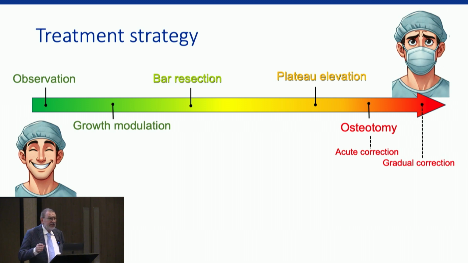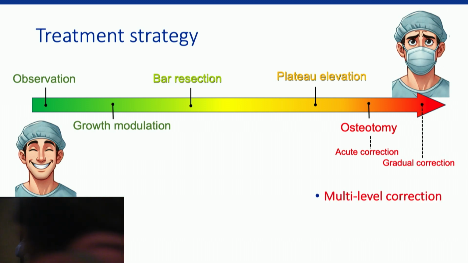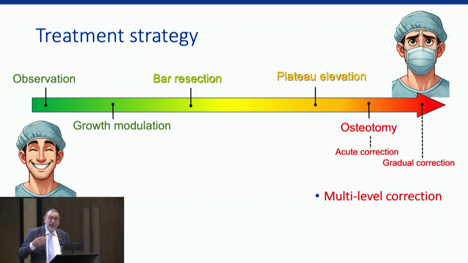I'm not talking about bracing. I don't think bracing is really efficient. It's maybe just a temporary solution to relieve some pain, but I don't believe it. Of course, there is growth modulation, and then you go to the more aggressive treatment like bar resection, plateau elevations, and different osteotomies. And it also complicates your strategy when you decide to do multi-level correction.